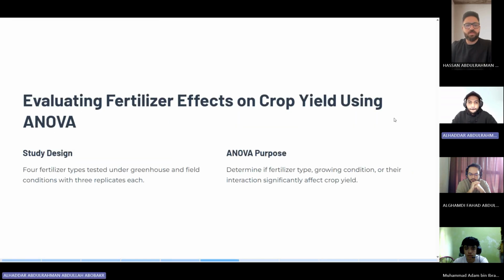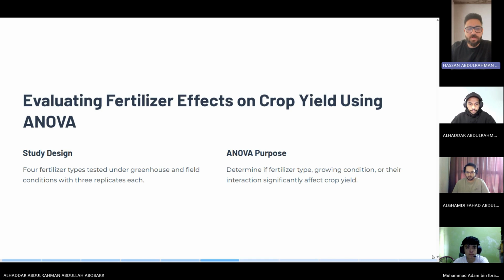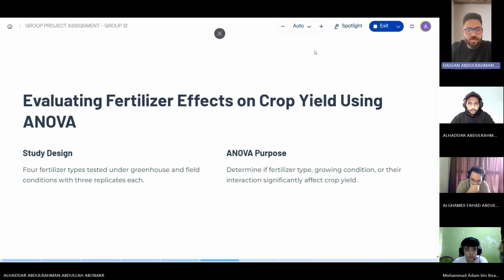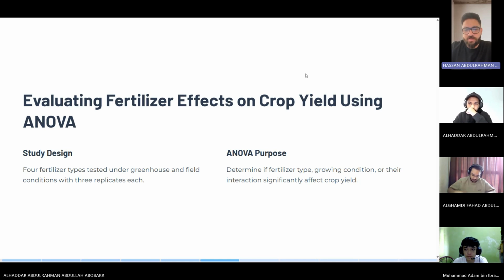Abdurrahman next. So, evaluating fertilizer effect on crop yield using ANOVA. First, the study design: fertilizer types tested under greenhouse and field conditions with 3 replicates each. ANOVA purpose: determine if fertilizer type, growing condition, or their interaction significantly affect crop yield.